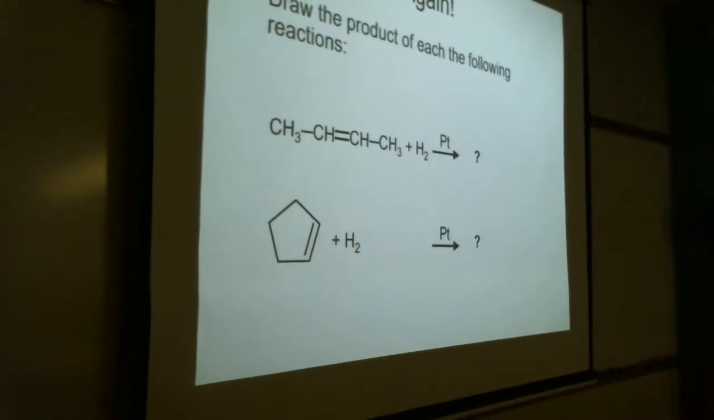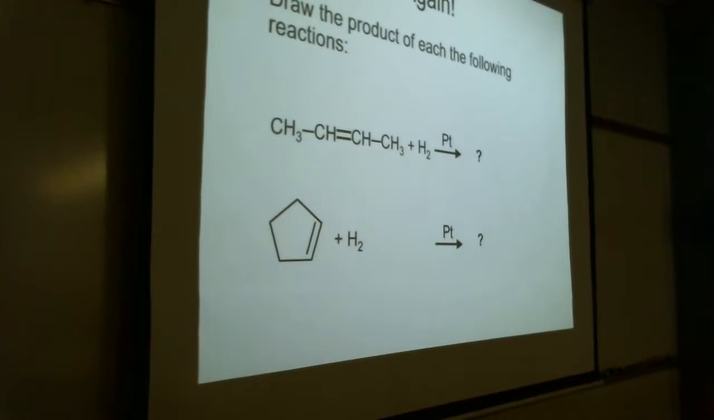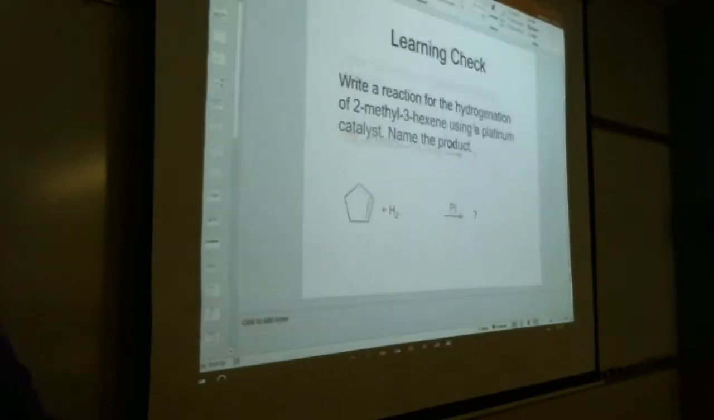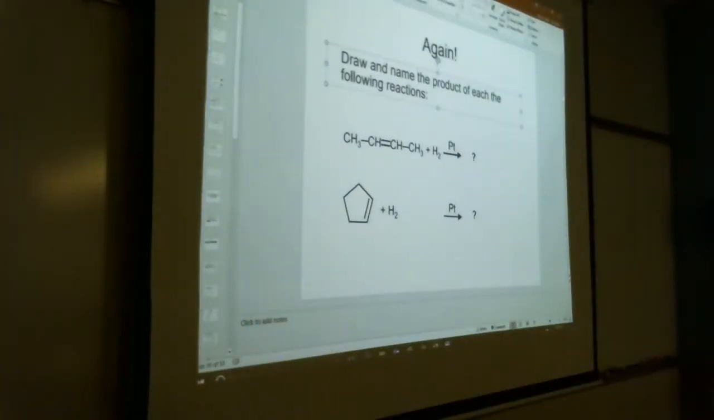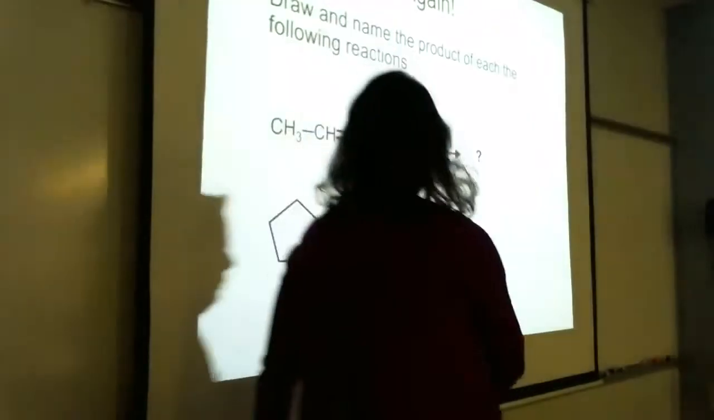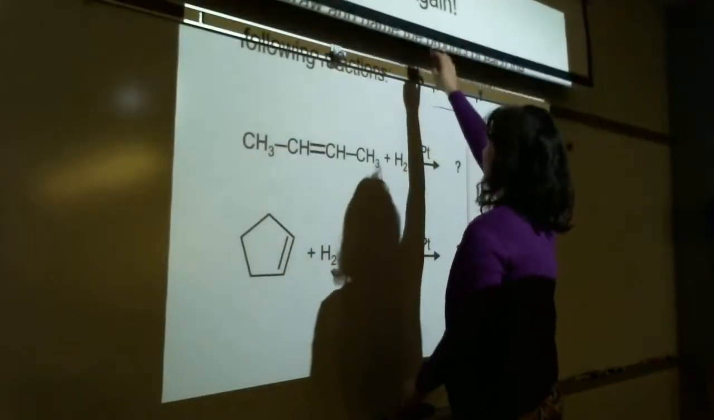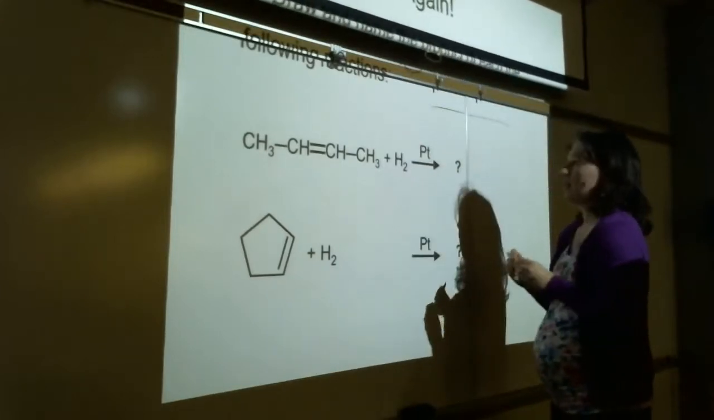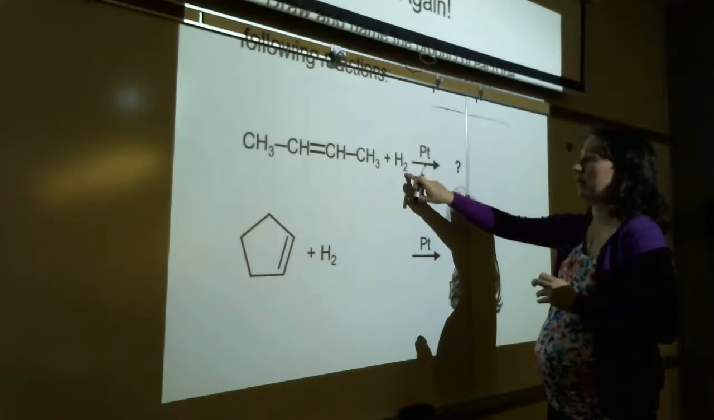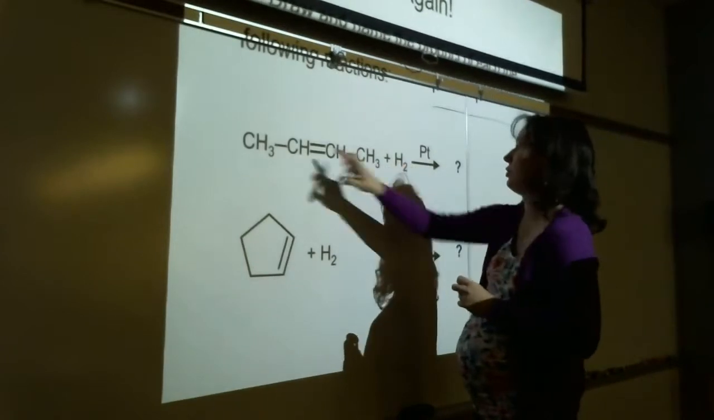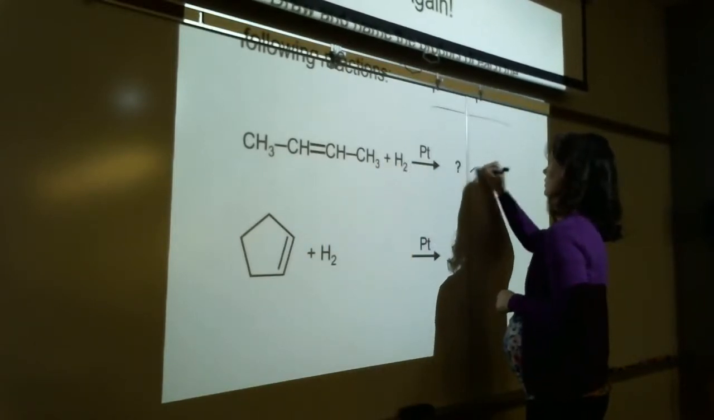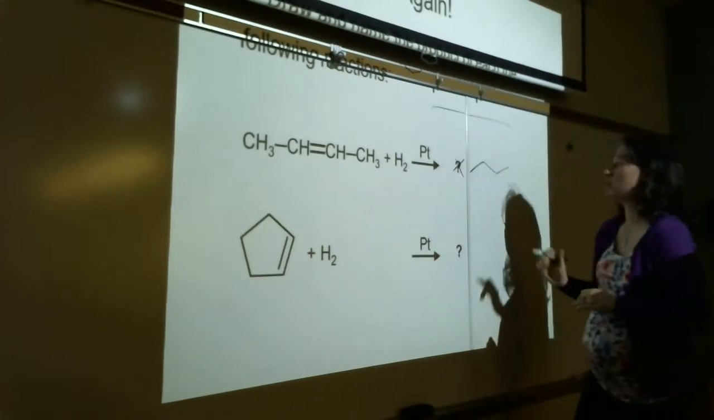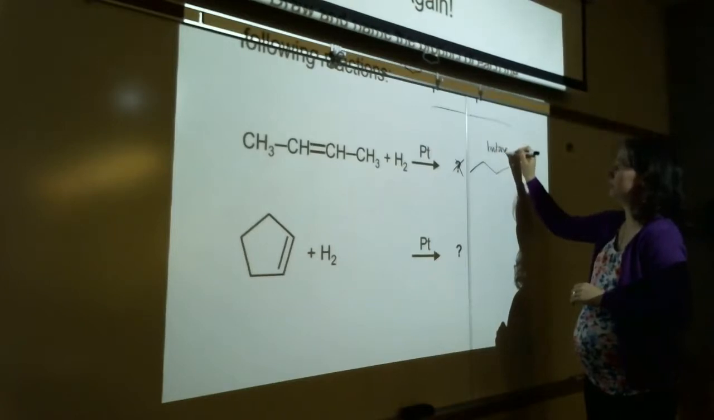All right, here are a couple more for you to try. Draw the product and name it. Draw and name the product of each of these reactions. We're using platinum catalyst again. So, H2 is what we're adding, right? This is hydrogenation. So one hydrogen's going here, one hydrogen's going here. So this is a 1, 2, 3, 4 carbon chain. So the name of this would just be butane, right?